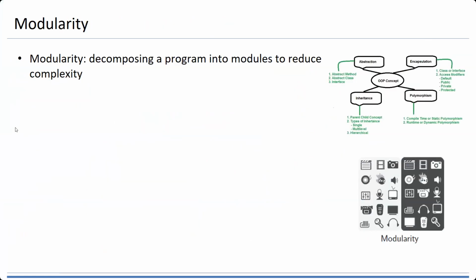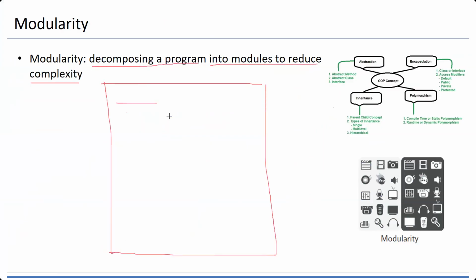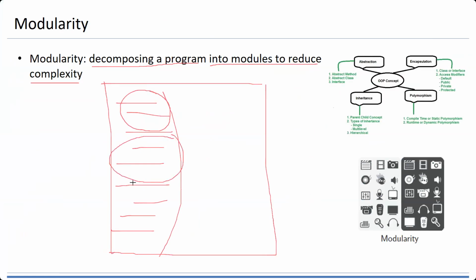Modularity means we are decomposing a program into modules to reduce the complexity. If you create a big program, your code will be very long. Instead of making a long code, you can make it smaller. Make one section, make another section, and another section, and another. So there will be module 1, module 2, module 3, module 4, for example.